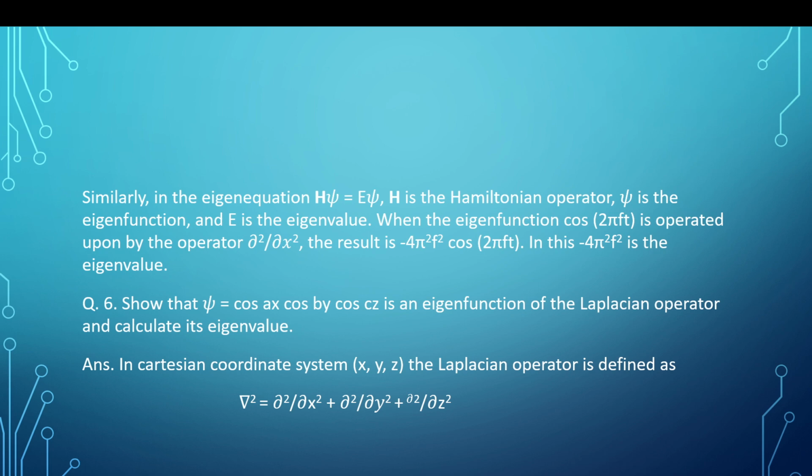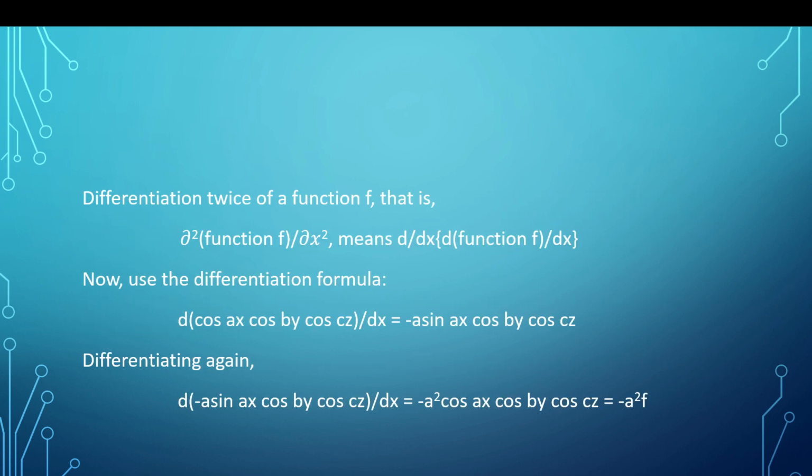Question 6. Show that psi equals cos ax cos by cos cz is an eigenfunction of the Laplacian operator and calculate its eigenvalue. In the Cartesian coordinate system x, y, z, the Laplacian operator is defined as d2 upon dx2 plus d2 upon dy2 plus d2 upon dz2. Differentiation twice means d2 f over dx2 means d by dx of what? d f by dx.